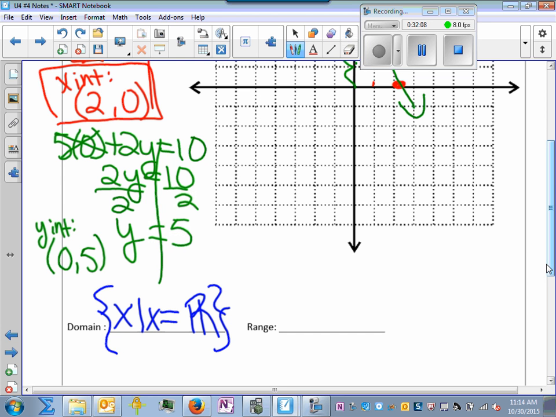And my range is also going to go on. Eventually that line is going to reach all of my y values as well. So it's also going to be y such that y is equal to all real numbers. And I'm going to put it in my fancy parentheses that we call brackets.